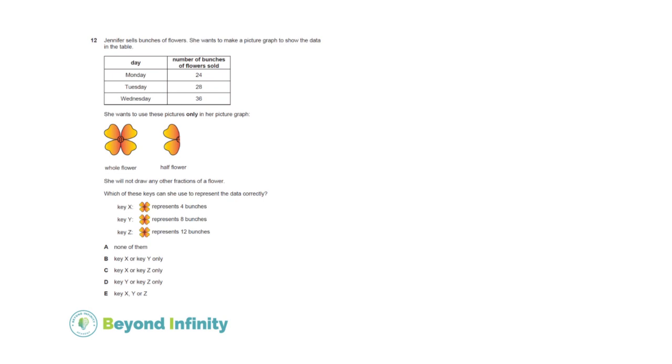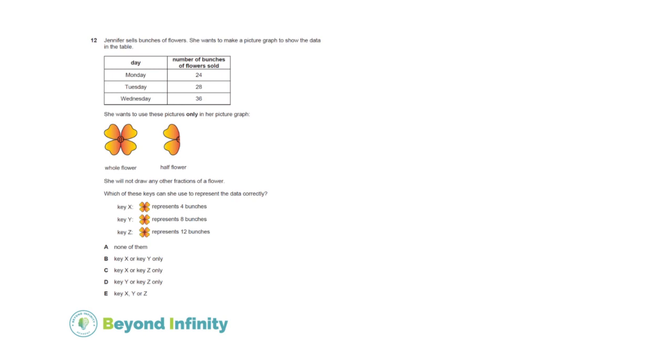So that's the table: Monday, 24 sold; Tuesday, 28 sold; Wednesday, 36 sold. She wants to use these pictures only in her picture graph, so only a whole flower or a half flower. She will not draw any other fraction of a flower. Which of these keys can she use to represent the data correctly? All right, so that's the question.